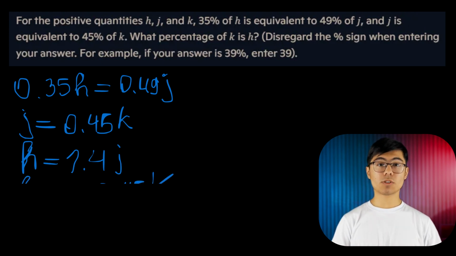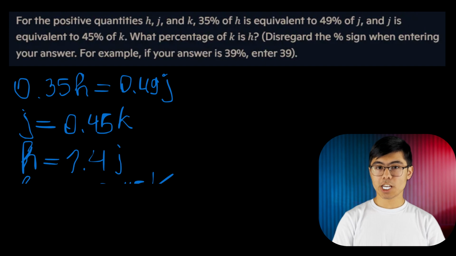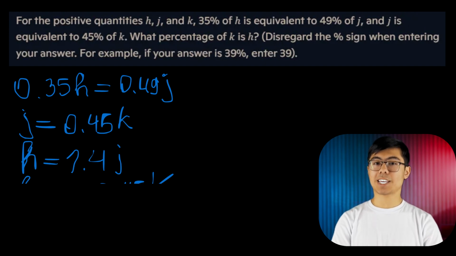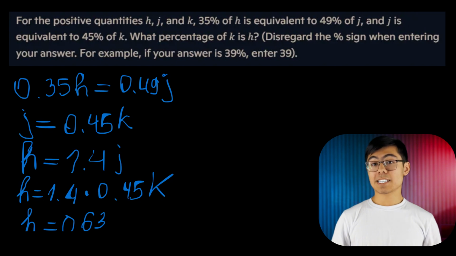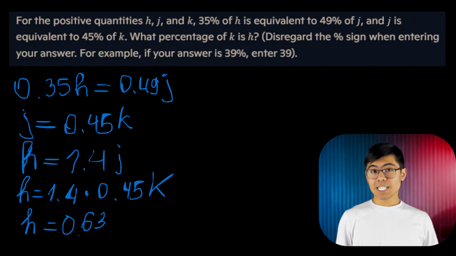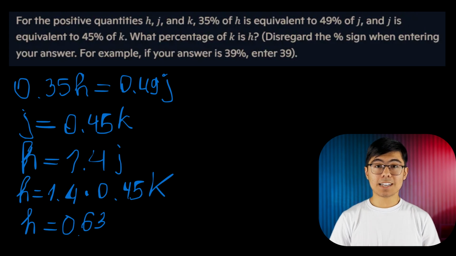Now you move on to the second part of the problem, substituting j into the first equation. So we know that j is 45% of k, so you're gonna rewrite this as j equals 0.45k. So h equals 1.4 multiplied by 0.45k. So we get h equals 0.63k. And this means h is 63% of k.